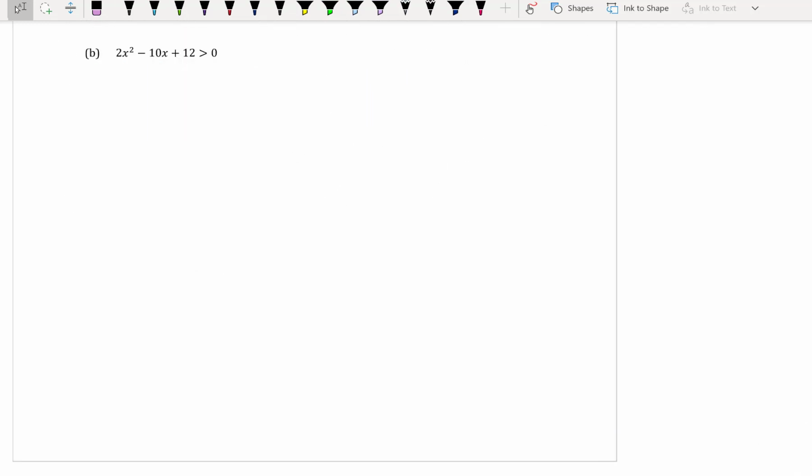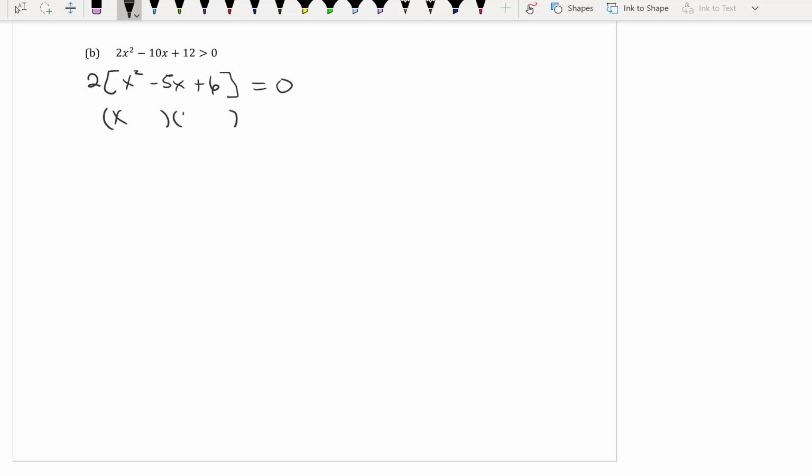So for part B, I'm going to try to see if I can factor this. Well, I know there's a GCF of 2, so I'll start there. So I have 2 times x squared minus 5x plus 6 greater than 0. Or actually, since I am factoring, I'm going to go ahead and set it equal to 0 so I can find my critical values. So I can factor this a bit more.